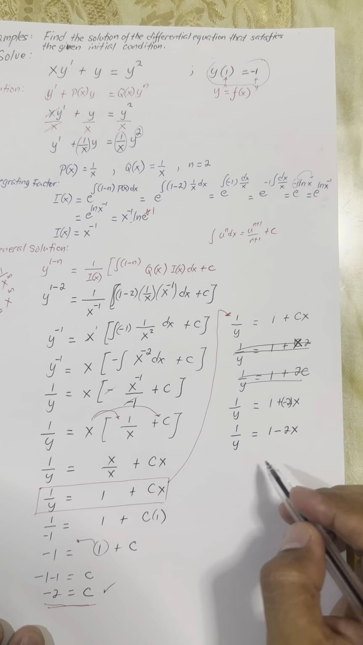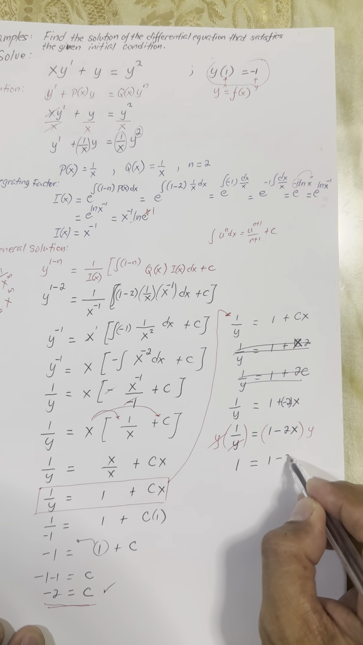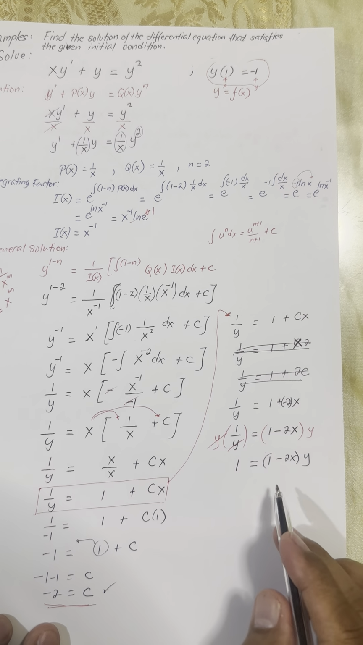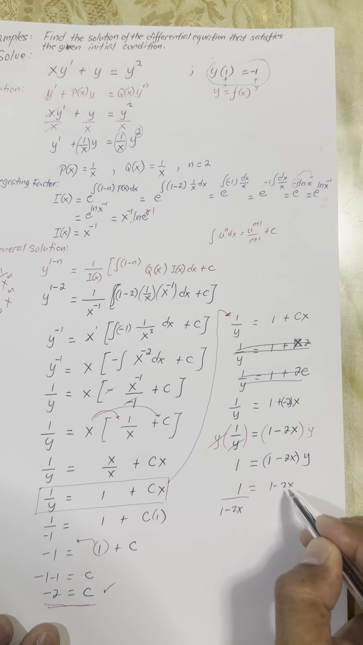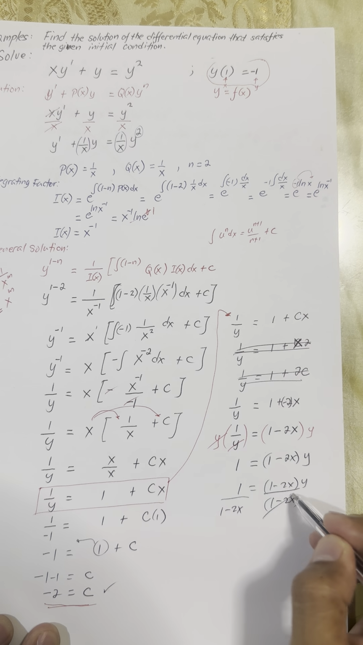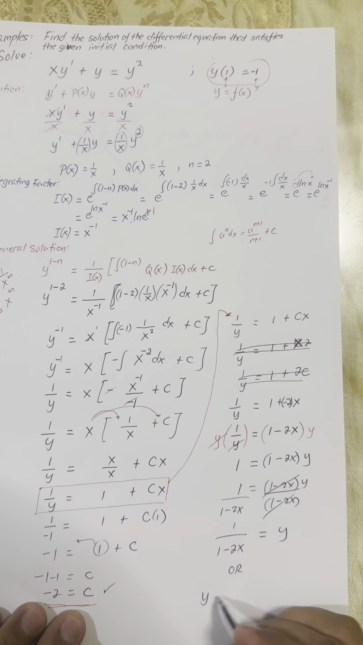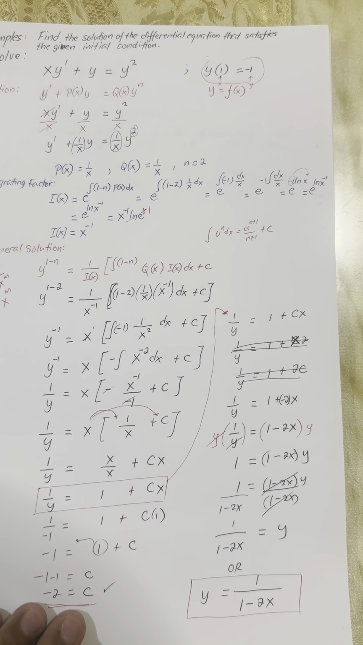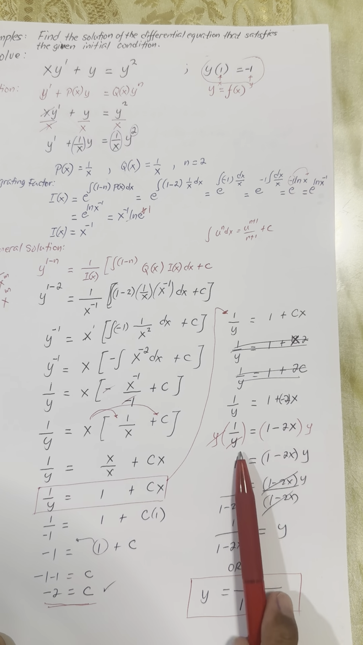So solving for y, you multiply both sides by y, so you have y cancels out, so 1 equal to 1 minus 2x times y. Dividing both sides by 1 minus 2x, so 1 minus 2x times y divided by 1 minus 2x cancels out, so 1 over 1 minus 2x equal to y. Or y is equal to 1 over 1 minus 2x. So this is our final answer. Anyway, if your exam is a multiple choice, then perhaps this could be your answer already, before you multiply by y on both sides.